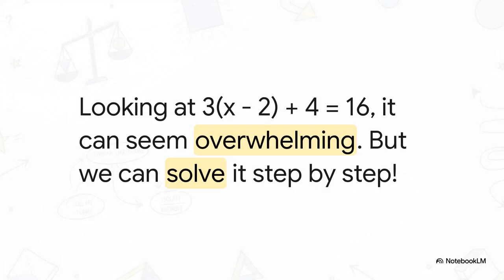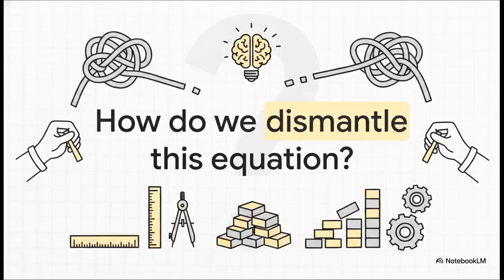Up until now, you might be totally used to those simple one-step problems. But in this unit, we're moving away from the basics. We're stepping up to those intimidating long strings of numbers and variables loaded with parentheses. Just look at a problem like 3 times the quantity x minus 2 plus 4 equals 16. At first glance, it looks like a total mess. So the big question is, how do we dismantle an equation like this without making silly mistakes?